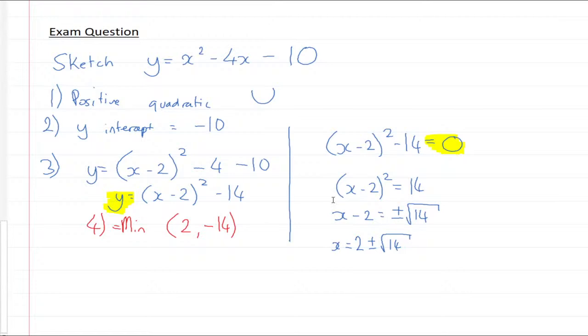Shall I leave it in surd form? Yeah, okay, I'll leave it in surd form. So my solutions are x is equal to 2 plus root 14 or x is equal to 2 minus root 14. Then I've got everything I need. I've still not got any marks, so why not? What's the question asking for? Sketch this graph.